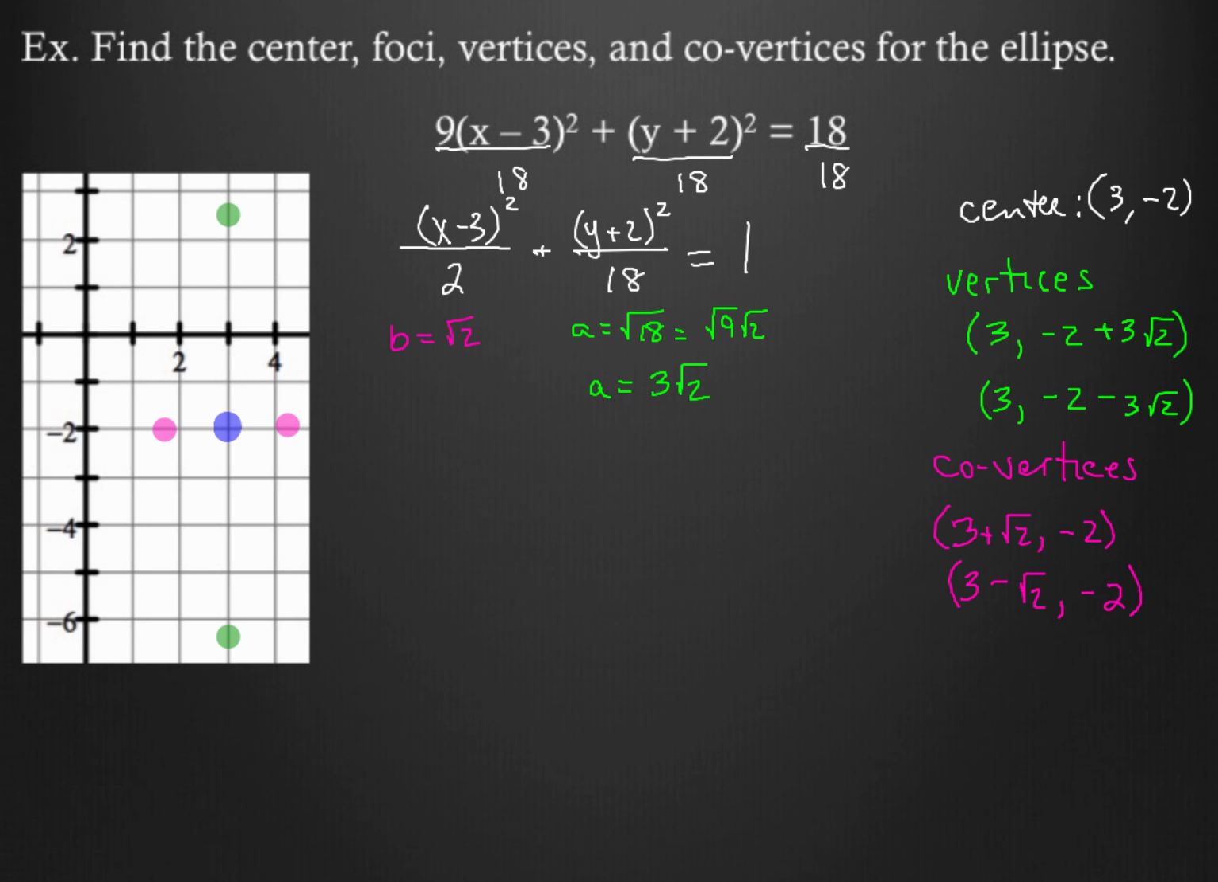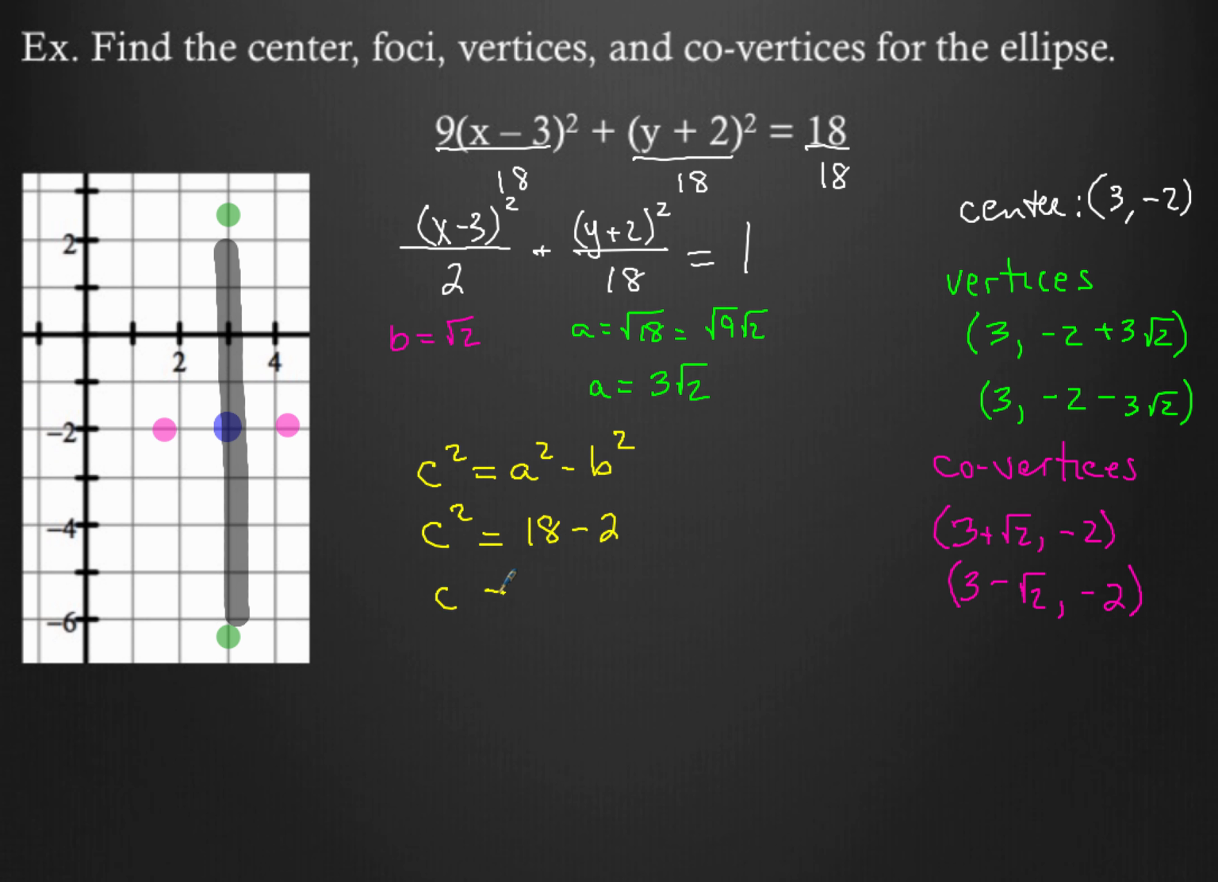Now, in order to find my foci, remember, they're going to be somewhere on my major axis, somewhere on that line right there. I don't know where, so I'm going to need to find the value of c. And to do that, we've got a nice little equation: c squared is equal to a squared minus b squared. I'm simply going to substitute in a squared, which I know is 18, and b squared, which I know is 2.